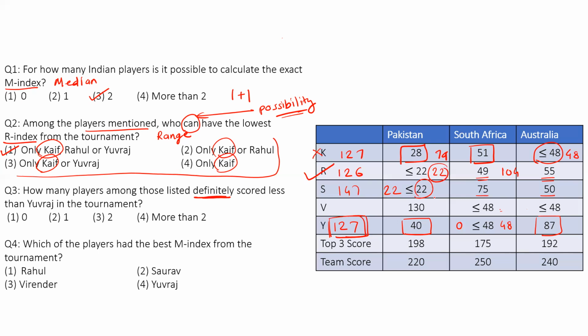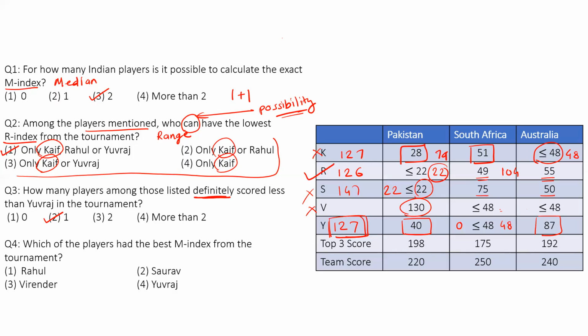For Virendra, the score in the Pakistan match itself is more than the runs scored by Yuvraj in the entire tournament. So Virendra also is not the person. So how many persons will definitely score less than Yuvraj? So the answer to this question will be option 2.